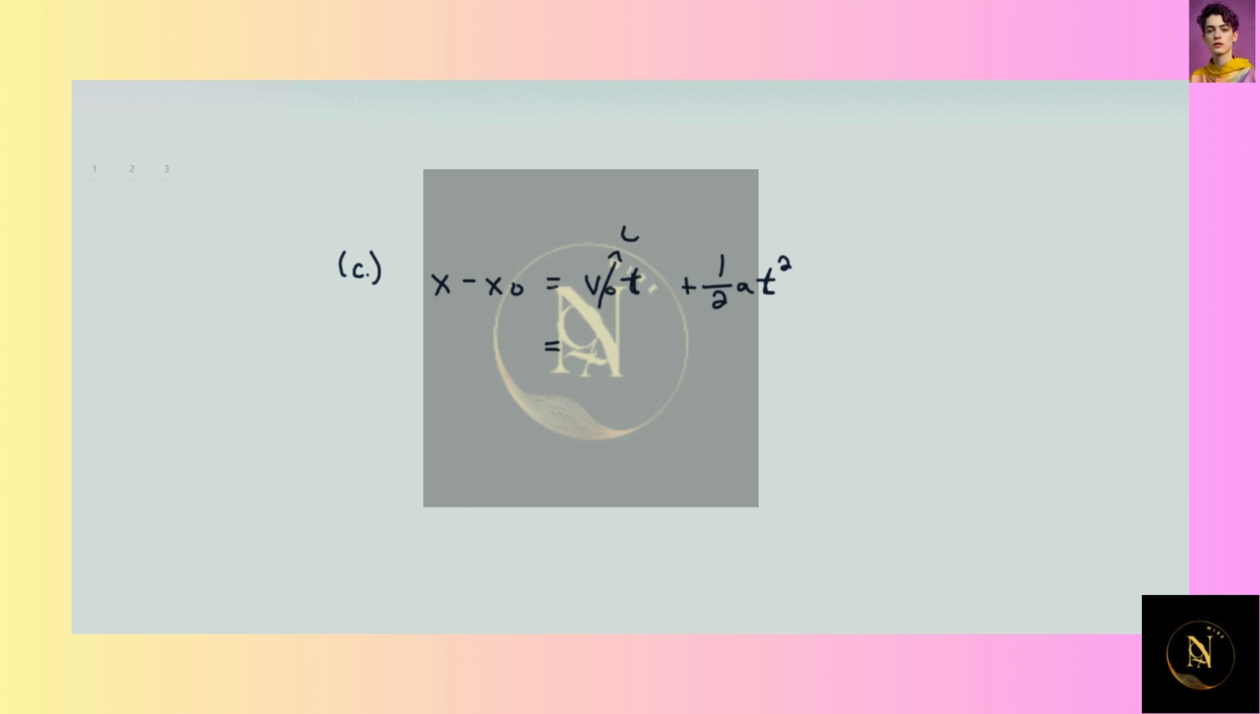V naught is 0 because this object starts out at rest. And the acceleration we calculated in part A, so we can just plug that in. We found that it was 249. And then the time they just give us as 0.9. And then when you plug this into your calculator, you get 100.8 meters. And that's the distance traveled in 0.9 seconds.